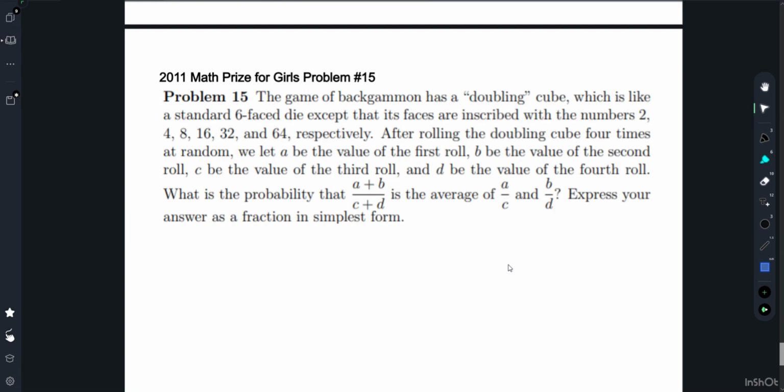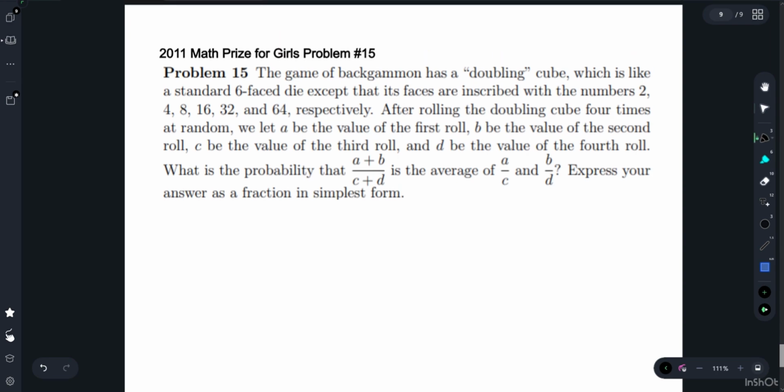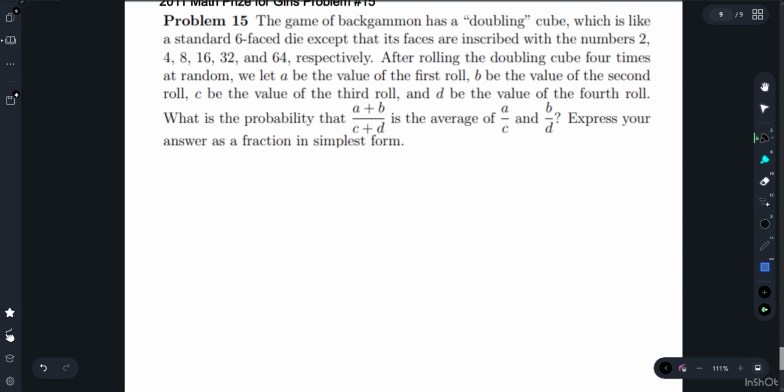First off, this is an algebra problem. But after we find a condition, this becomes a counting problem. So, first of all, let's solve the algebra portion. What we have to do is turn this into an equation that we can use to solve the problem. So, how are we going to do that?